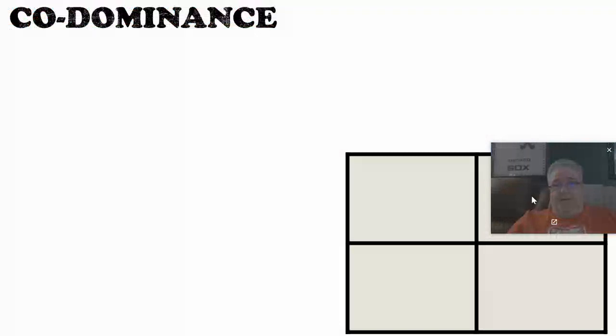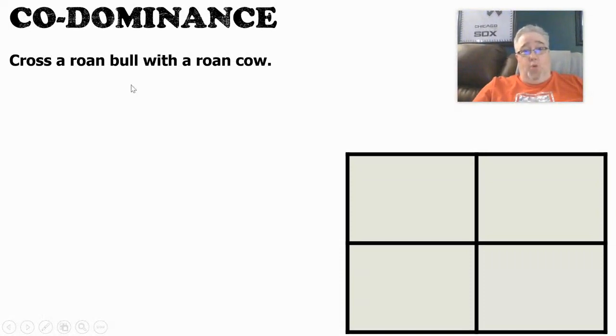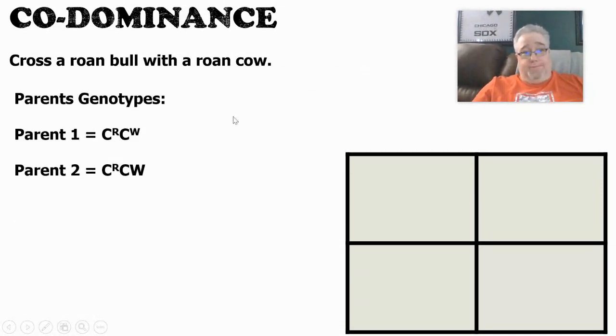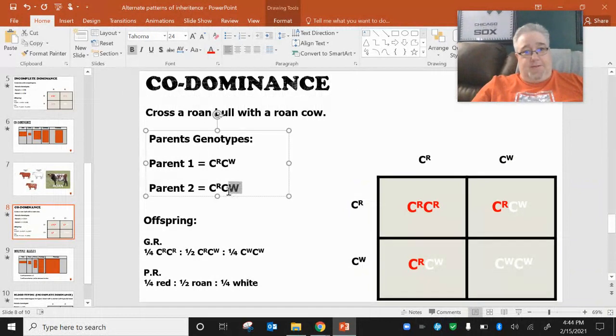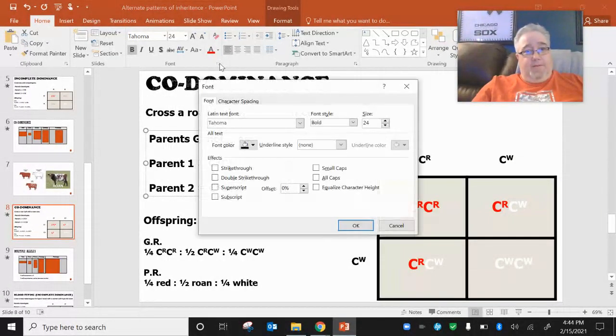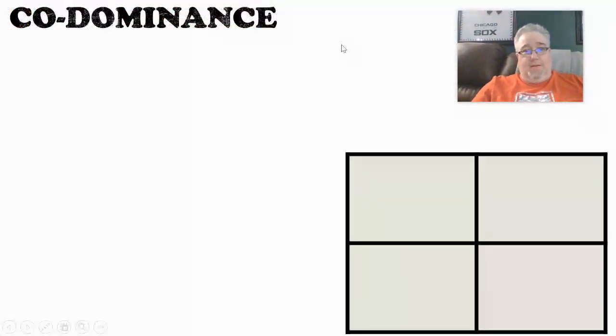All right, so let's do a problem with codominance. So let's say we're going to cross, in this case, a roan bull with a roan cow. All right, so they're both roan, right? So there's another typo. Fix my little superscript here. There we go. That looks better. I'm kind of a perfectionist when it comes to my Punnett squares.